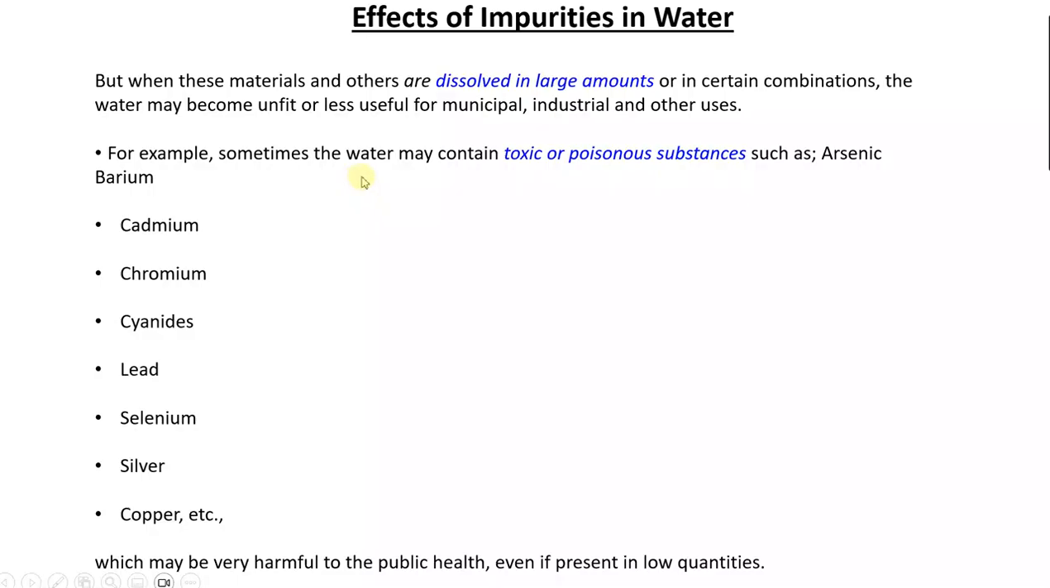For example, sometimes water may contain toxic or poisonous substances such as arsenic, barium, cadmium, chromium, cyanide, lead, selenium, silver, and copper, which may be very harmful to public health even if present in a low quantity.